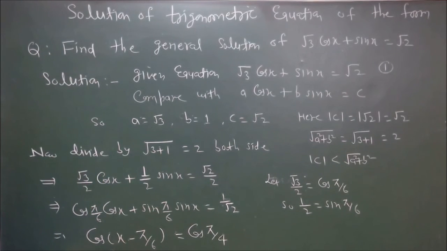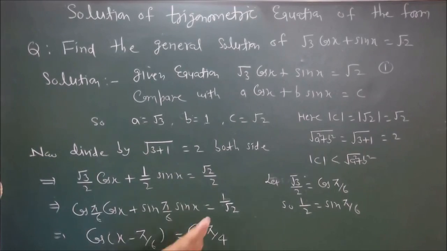Now apply the formula of cos theta equal to cos alpha. So x minus pi by 6 equal to 2n pi plus minus pi by 4. Finally x equal to 2n pi plus pi by 6 plus minus pi by 4. You take the positive and negative sign and then you can find both the general solutions of this type of trigonometric equation.